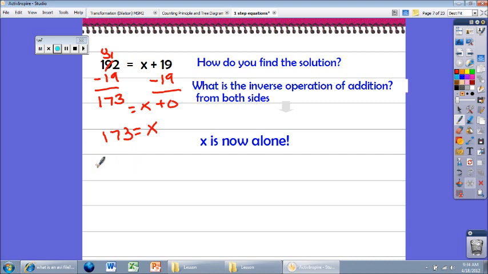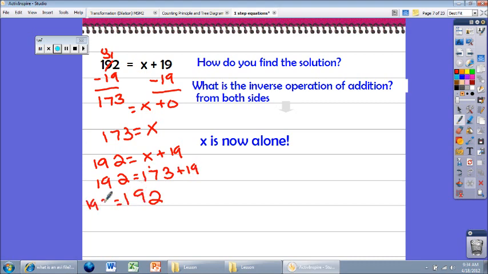Now, again, we can always do our check step. So I have 192 equals x plus 19. And since I said x was 173, I'm going to copy down everything I don't use, and where I had the x, I'm going to put the 173. Now we check. 173 plus 19: 9 plus 3 is 12. We're going to carry the 1. So 1 plus 7 is 8, plus 1 is 9. And then we bring our 1 down. So again, 192 does in fact equal 192. So we know we got that right.